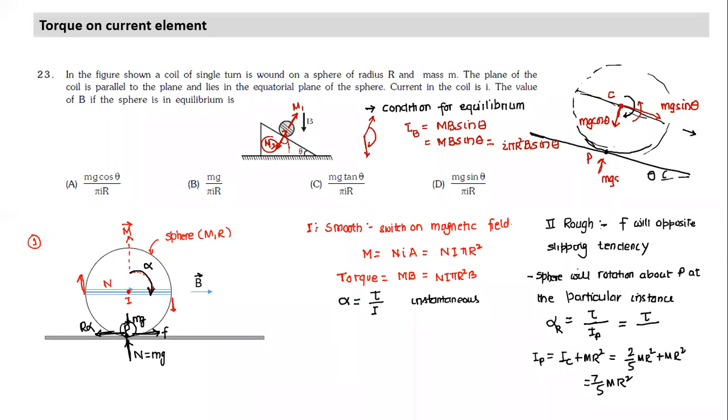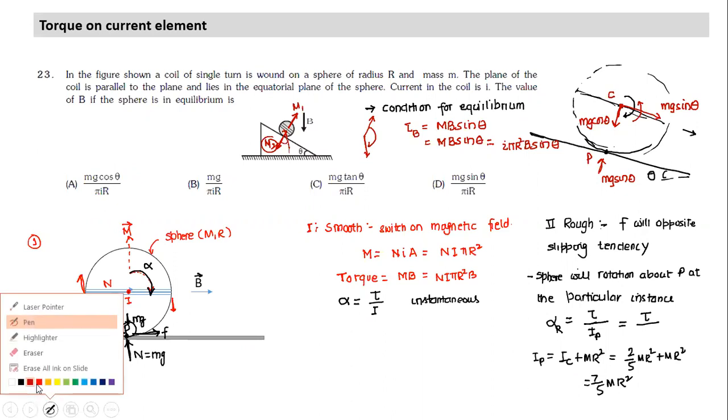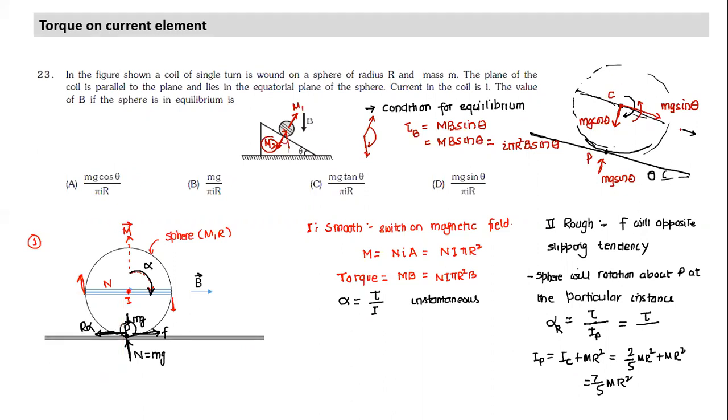So how much friction force must act for it to remain in equilibrium? Can we identify the friction force? If I take this as the x and y direction, along the slope mg sine theta is acting. So for equilibrium, the friction force also has to be equal to mg sine theta. That's the friction force which must act for this to remain in equilibrium.